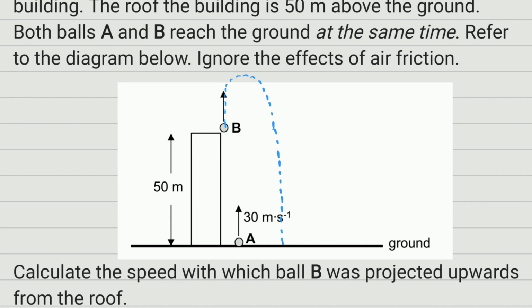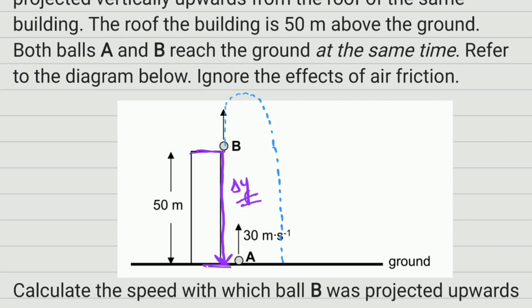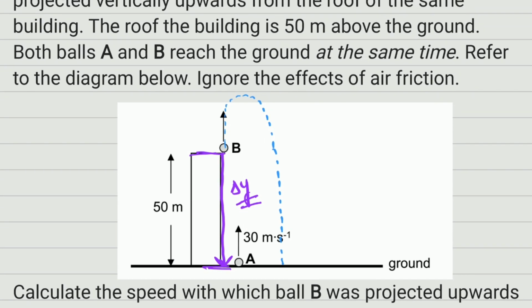We're working vertically. When that ball reaches the ground, this here, represented by this vector, is the displacement of ball B. The starting point was there, that is the initial position, the final position is the ground. So that one will be the displacement. Now the time is the one that may be a little bit tricky here. They are telling you that balls A and B reach the ground at the same time.